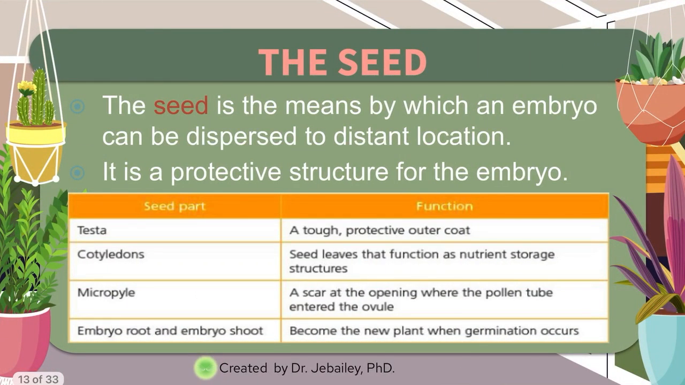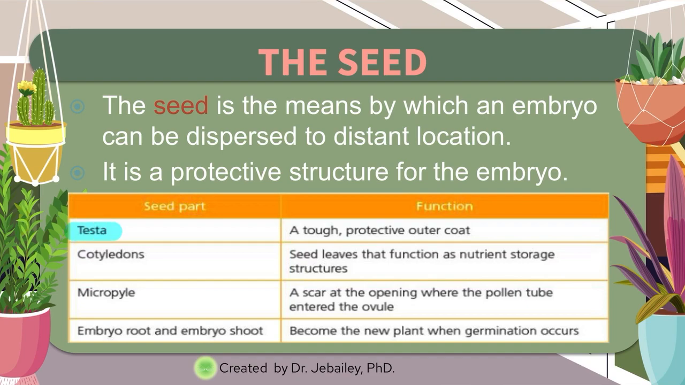So now that we're talking about seeds, one of the requirements is that you must be able to draw a seed and know the functions of each part. So we already know the seed is inside the fruit, and we already know that the seed eventually is a fertilized ovule, right? So this seed has to be protected. Now, here are the parts of the seeds.